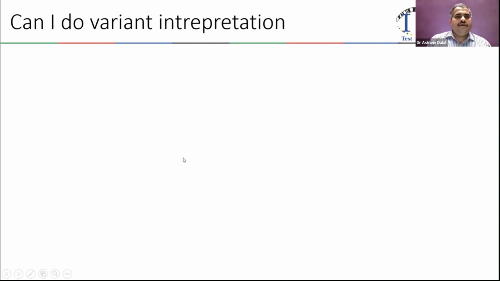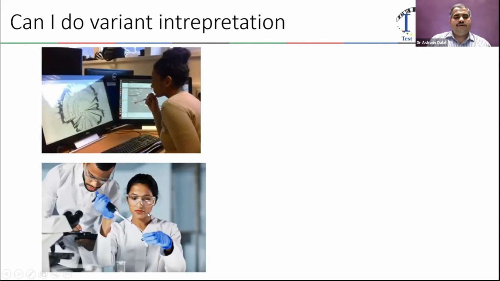Now, the question comes, can I really do variant interpretation? And this is very, very important because today's biologist also needs to be a computational specialist, and today's computational specialist also needs to understand some of the biological principles. So it is very important that all life science students or all doctors who are involved in interpretation of the exomes or of the NGS based analysis should know how to do a variant interpretation.